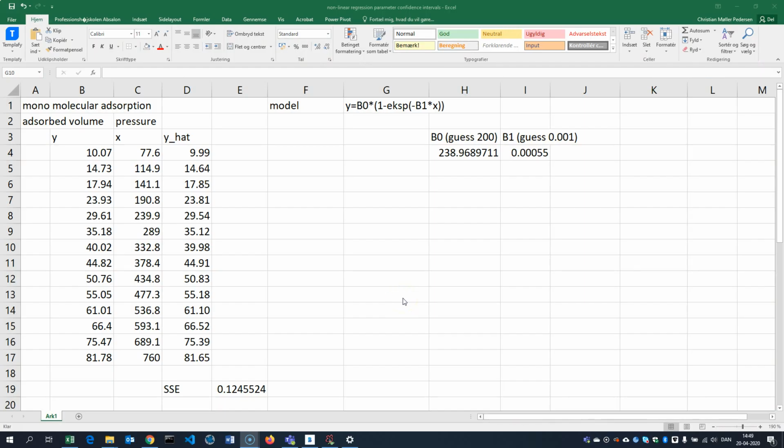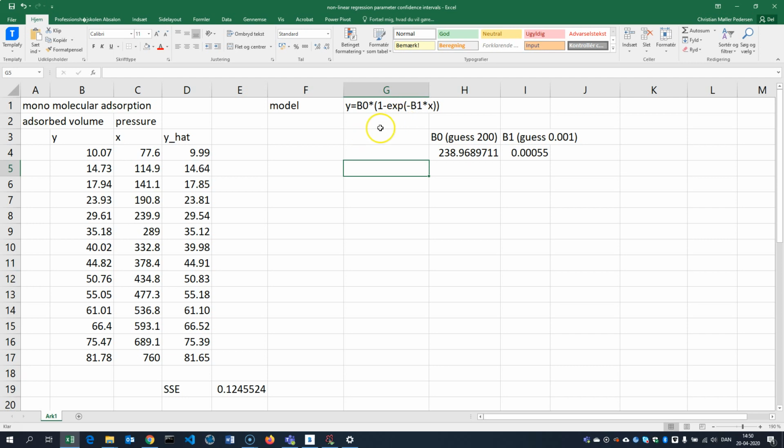So here we are with an example of monomolecular adsorption. The X value is the pressure of a monomolecular gas, and the Y values is the adsorbed volume by some surface. And we believe there to be a relationship between these two variables, which is given by this model up here. And I should probably change it from Danish into English. So it should be the exponential here. So beta naught times 1 minus the exponential of minus beta 1 times x.